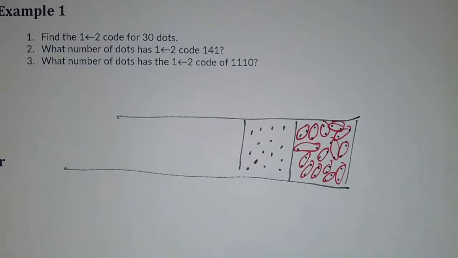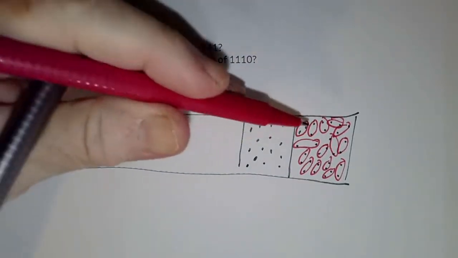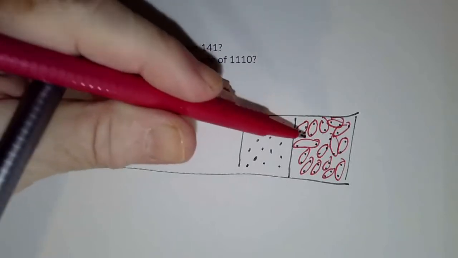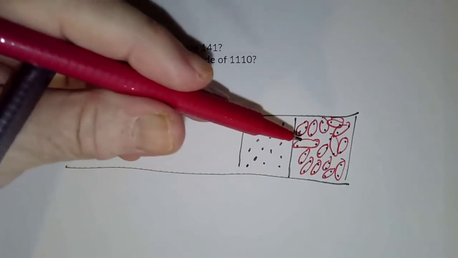All right. We had an even number when we started. 30 is an even number. And you notice that there are no leftover dots.